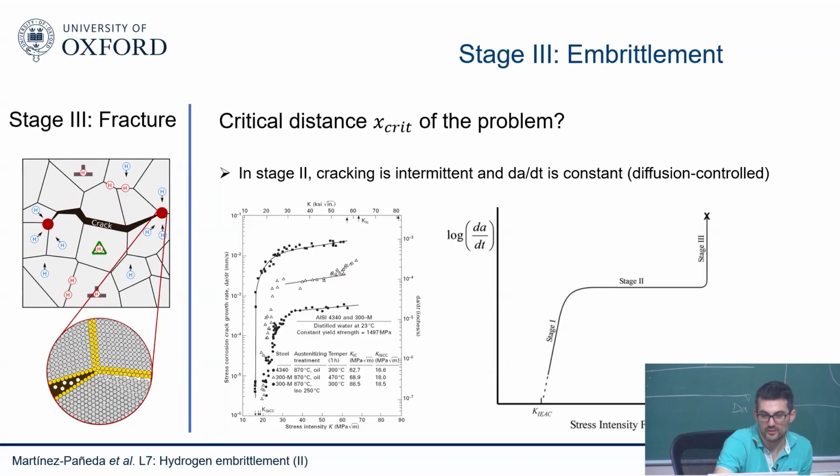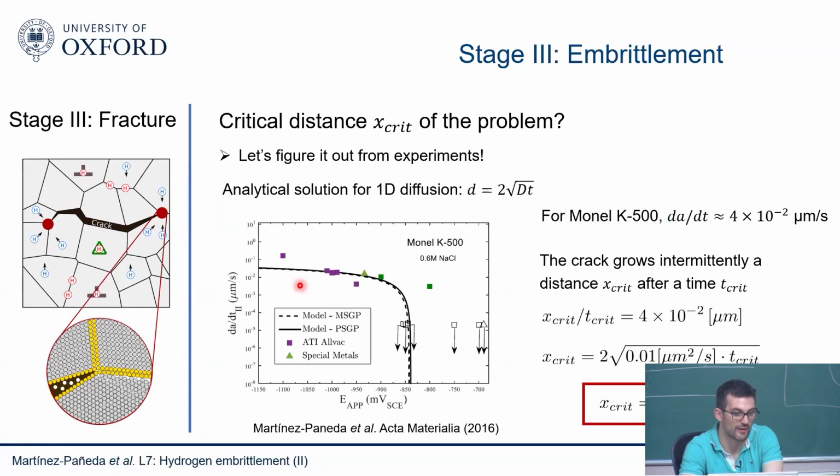But these are experiments on hydrogen. This is cathodic protection. This is purely hydrogen embrittlement. These are rising load experiments, and we're measuring the da/dt, the crack speed. These are experiments done by the group of Gangloff in Virginia. So it's a typical experiment, I would say, in hydrogen embrittlement.